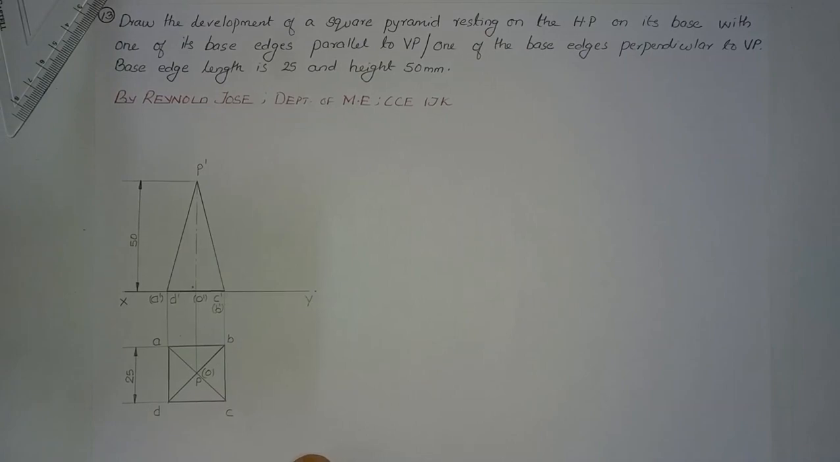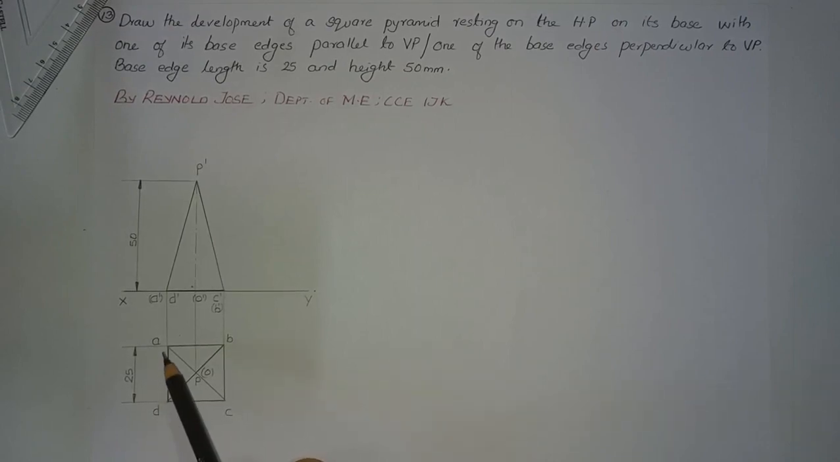Now we have to draw the development of this square pyramid. Development of any solid means it is a process in which we are unfolding the surfaces of a solid. In the case of a square pyramid, it has four triangular surfaces as a lateral surface and one base surface as a square. So we have four triangular surfaces.